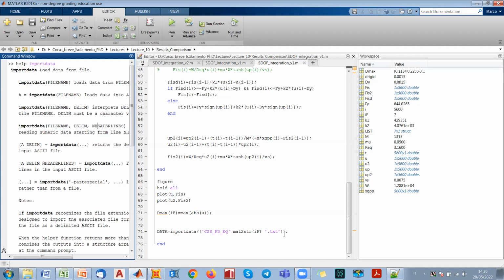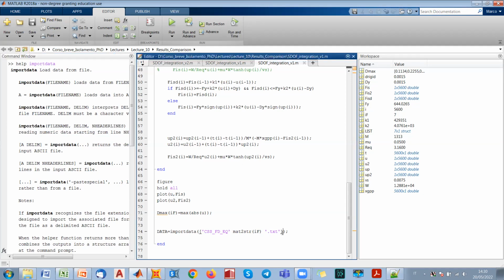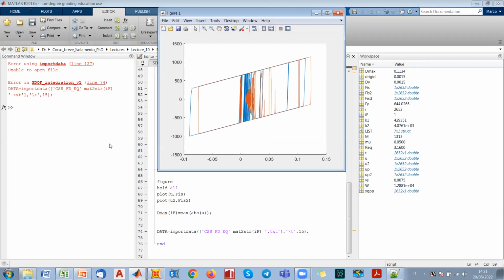Okay, so as delimiter, let's set tab, and then we set 15 lines of header. So maybe it is just a number, not a string. Let's try. Yeah, you see, unable to open file.